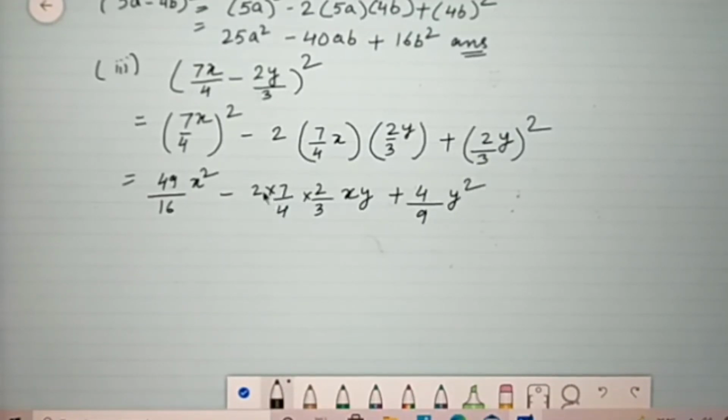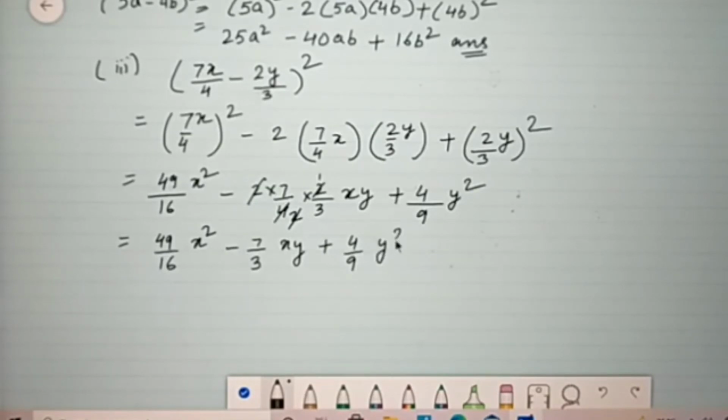Now we can solve this. We can cancel numerator and denominator. Again 2 2s are 4 and 2 1s are 2. So we have in the next step 49 upon 16 x square minus, this is 7 upon 3, 7 in numerator, 3 in denominator. So 7 upon 3 xy plus 4 upon 9 y square. So this is the answer for the third question.